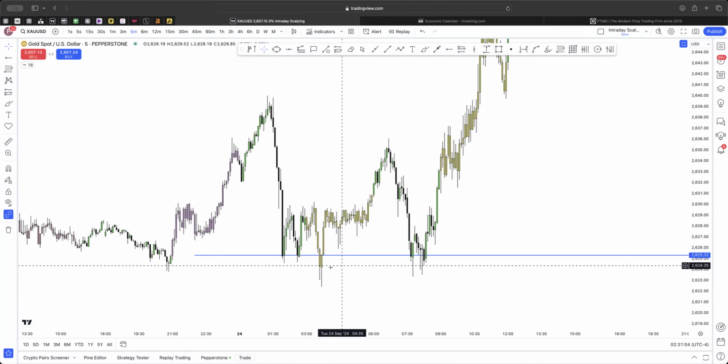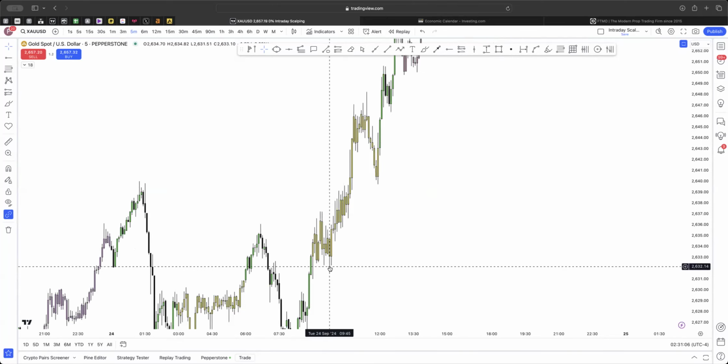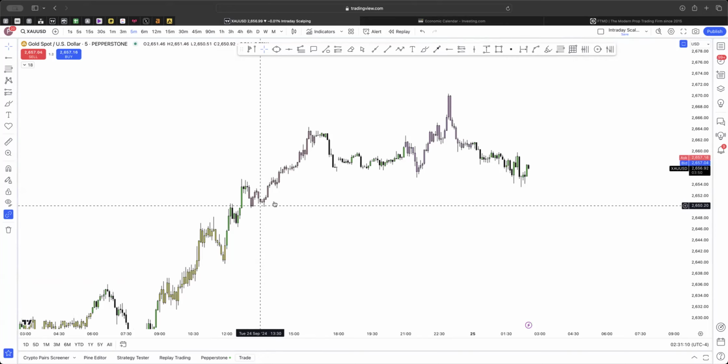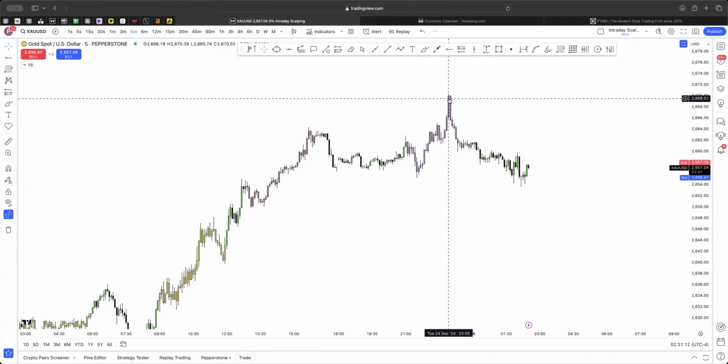Yeah, inside of the time groupings. Low formed inside the time grouping. Low formed inside of the time grouping. High, low and high formed inside of the time grouping. It's insanely accurate. All you have to do is just backtest.